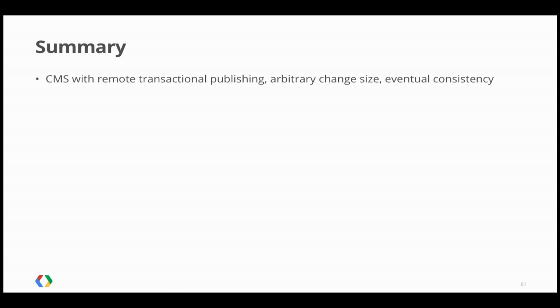So, to summarize what we've seen so far, and that's basically all the time we have, I'm just going to summarize what we have. We have a content management system. We've got this sort of remote publishing capability with this general transactional guarantee with eventual consistency of application of changes. So when things go up, they're sort of as guaranteed as possible to go onto the website. We can have arbitrary change sizes, so we can have many thousands of files.